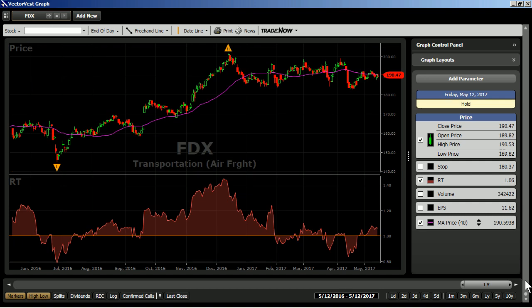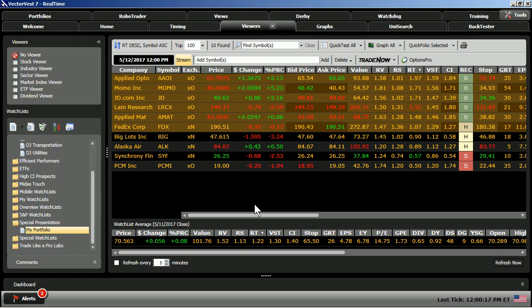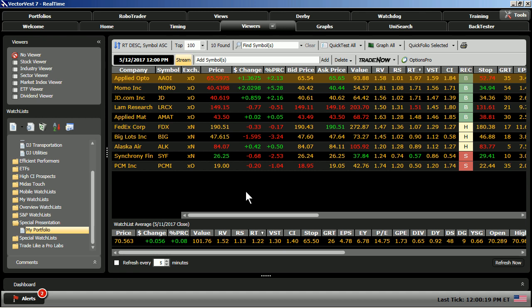Applied Materials. Now, FedEx is one that you may want to keep an eye on here. It's starting to break down. It's currently below its 40-day moving average. The 40-day MA is starting to slope downward. Okay, might be serving as some resistance as well. Now, the RT hasn't quite crossed below 1 yet, but it might be moving in that direction. So, sure, you can watch this list every day to see if any of these RT numbers fall below 1.